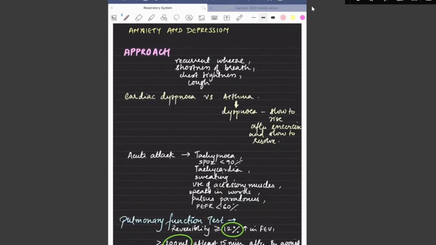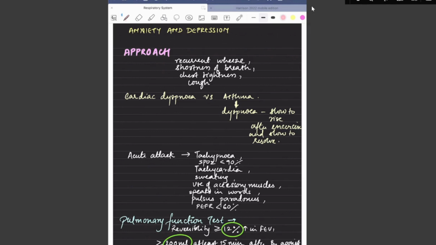Now, how to approach an asthmatic patient? There will be a recurrent wheeze history, shortness of breath, chest tightness, and cough, and of course, it runs in the family. How do we differentiate between cardiac dyspnea and asthma? The dyspnea in asthma is slow to rise after exercise and slow to resolve.